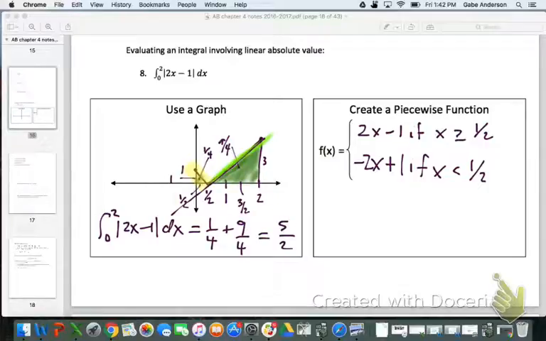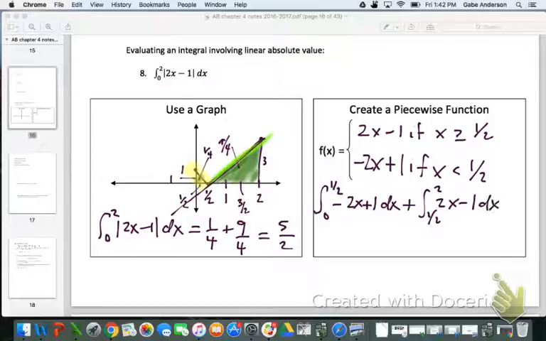Now we actually have to integrate. So here's what this would be like. You'd say integral from 0 to 1/2 of the affected part, so negative 2x plus 1, plus the integral from where to where? 1/2 to 2. Now we're doing the part that was not affected. So that would be 2x minus 1 dx. And that's set up pretty well, but you all know that we're not even done yet, right?